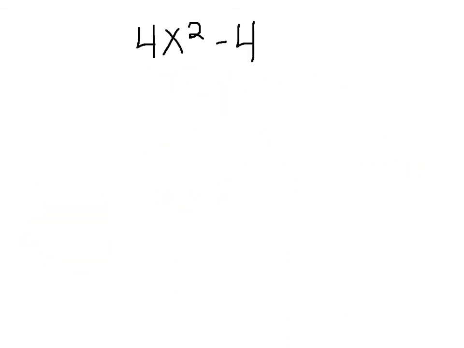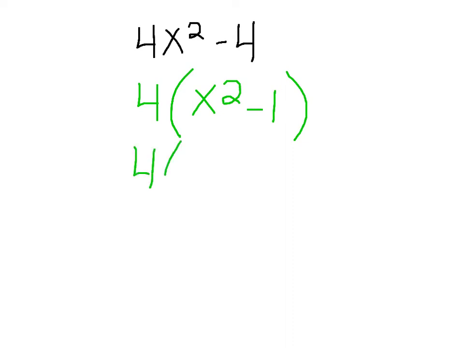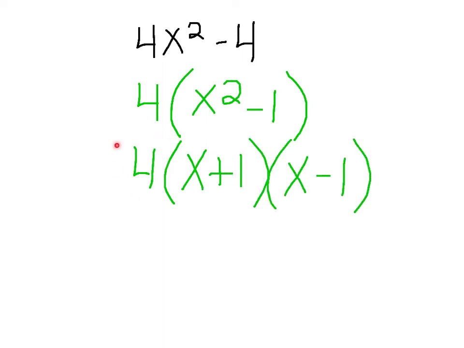I want you to pause the video and try this one on your own. All right, hopefully you went first, look for a GCF. We see that there is a GCF. It's 4, and I'm left with x squared minus 1. Then you should have thought, well, I see 2 terms. Is it a difference of squares? It is. So I'm going to have 4 times x plus 1 times x minus 1. Hopefully you didn't lose this 4 on the outside. That needs to stay there, and this is your final answer.